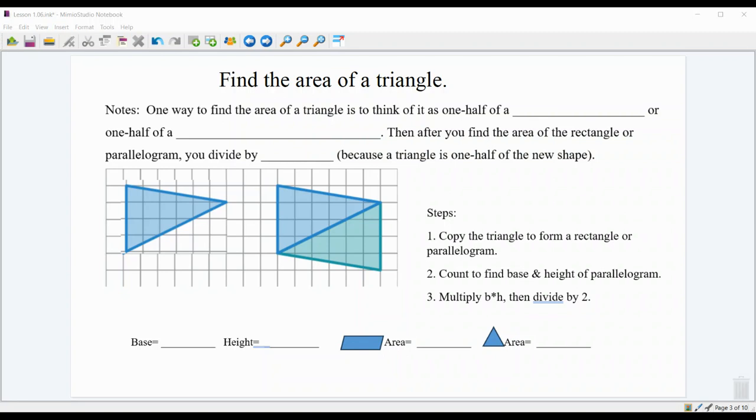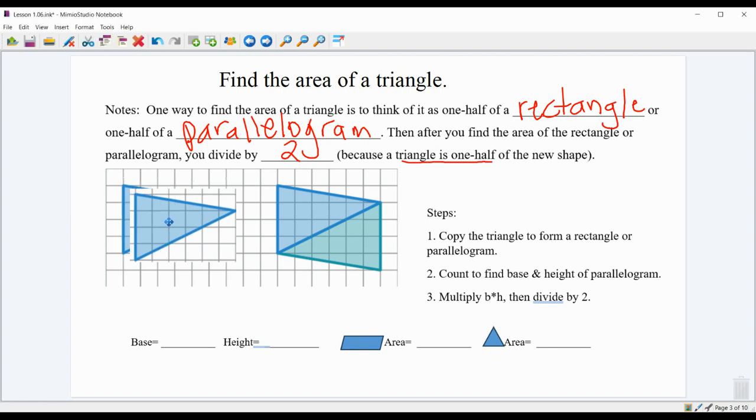One way to find the area of a triangle is to think of it as one half of a rectangle or one half of a parallelogram. Then after you find the area of the rectangle or parallelogram, you would need to divide by 2 because a triangle is one half of the new shape. So here's what I want you to see.